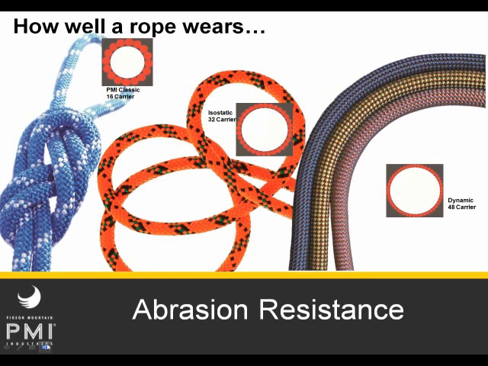PMI Classic is a 16 carrier rope, and you can see in the diagram on the left that it actually uses fewer bundles, but they're all thicker, whereas the picture in the middle is of a 32 carrier rope. This is a PMI Isostatic or Access Pro or both like this. These use a higher number of bundles, but each contains less yarn. A 48 carrier rope, such as a dynamic climbing rope, has even more bundles that are even less thick. So the net result is the fewer the number of carriers, the thicker the sheath, and vice versa.